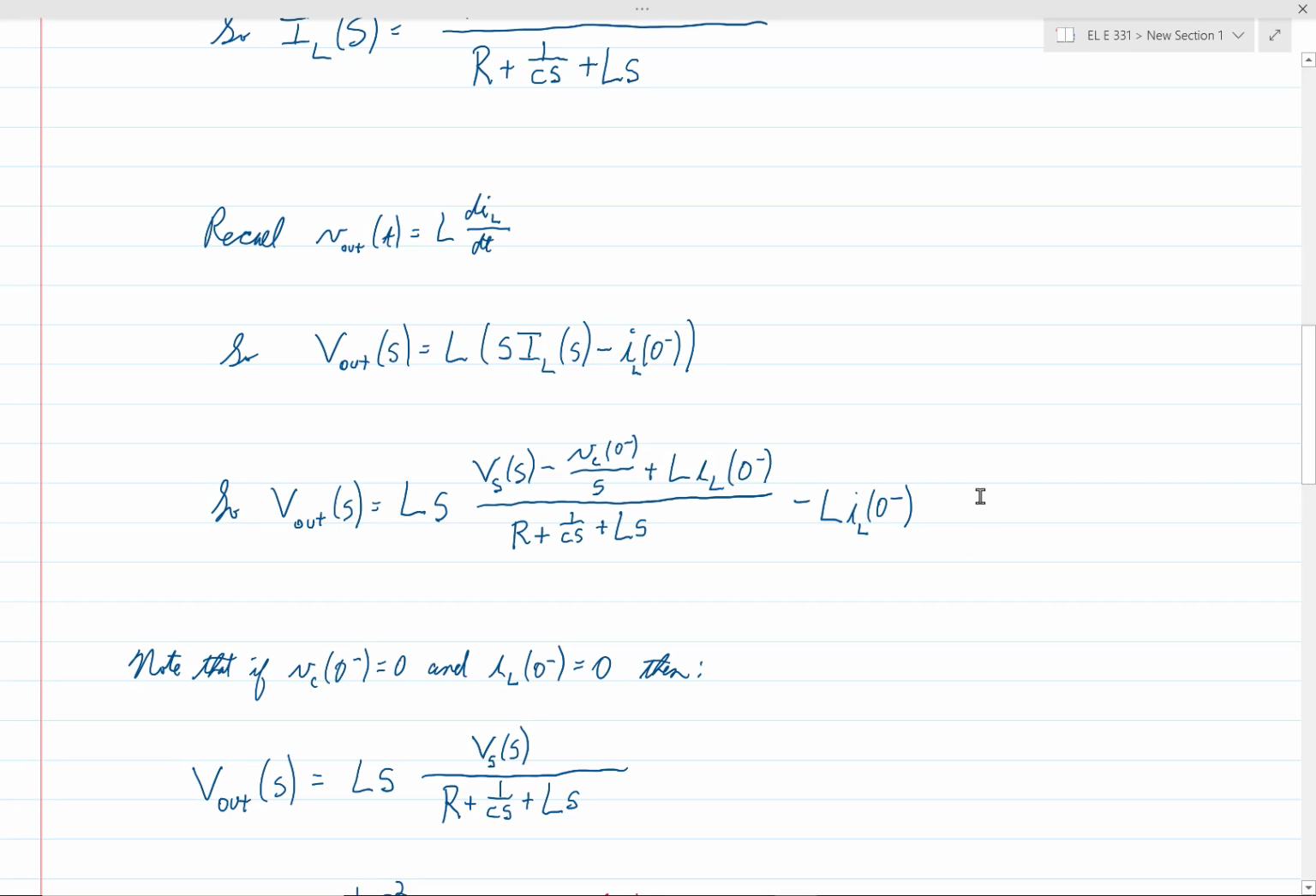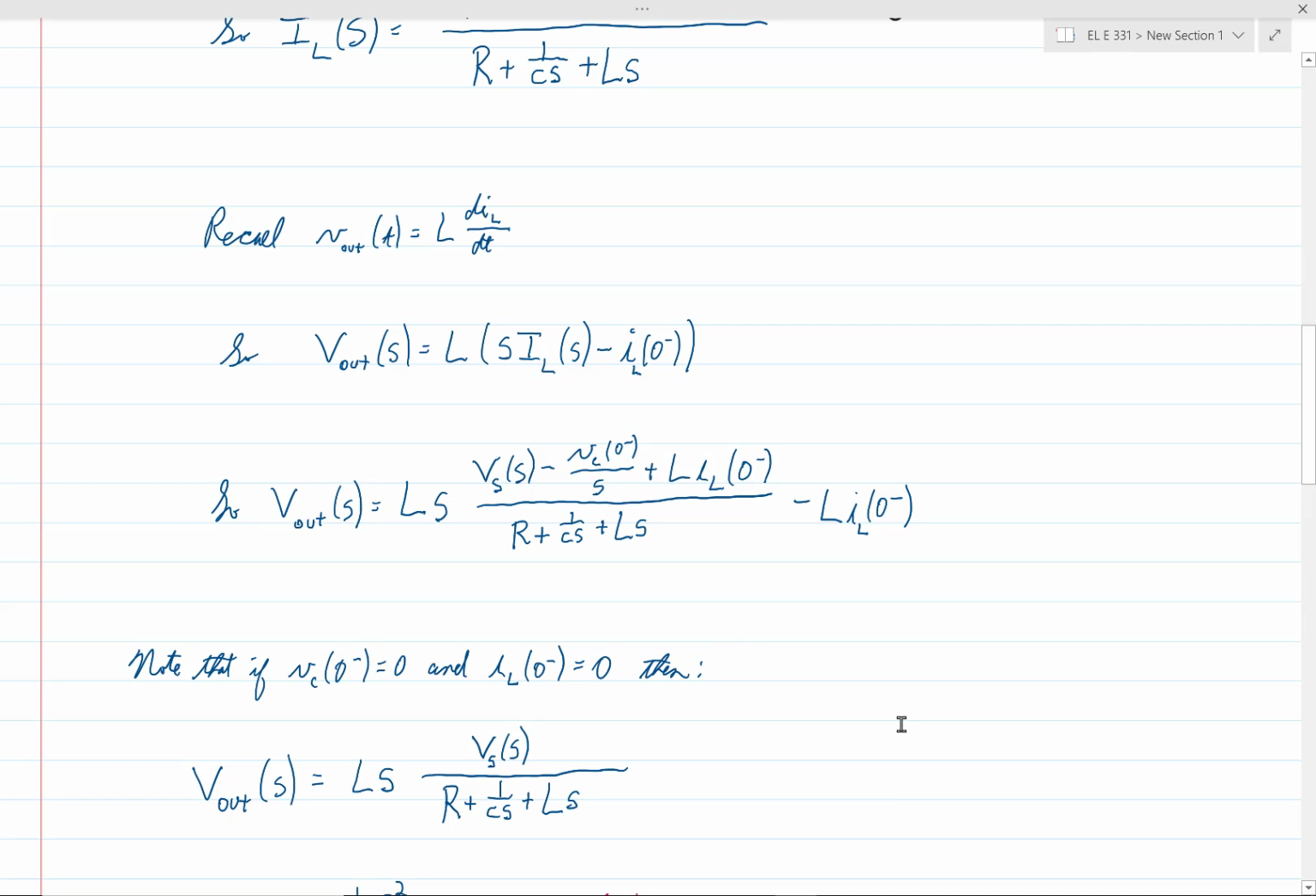And notice that if you know the values of the elements in the circuit, then it's really pretty easy now to find V out of t. Because if you know L and C and R, and then for whatever source, just take the Laplace transform of it, substitute it in there, and then you have the Laplace transform of the output, and you can invert it and find V out of t.